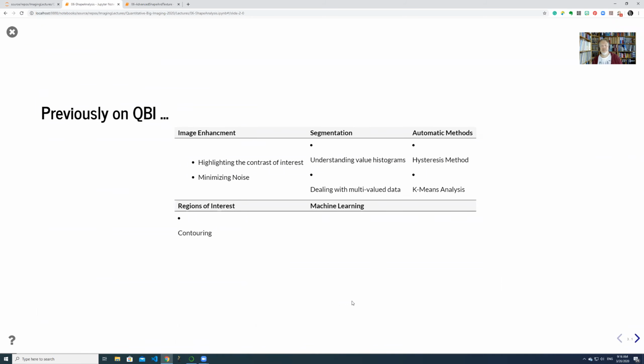So until now, we have been talking about image enhancement, also image augmentation, segmentation. First of all, by hand, so just trying to find something in the right value to separate the image features. And then we went on to automatic methods and regions of interest. Also talked a bit about machine learning, how you can use that for the segmentation and classification. And now we are ready to do something about what we have segmented.